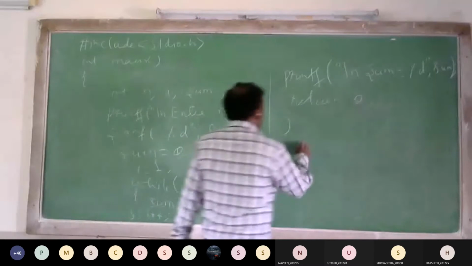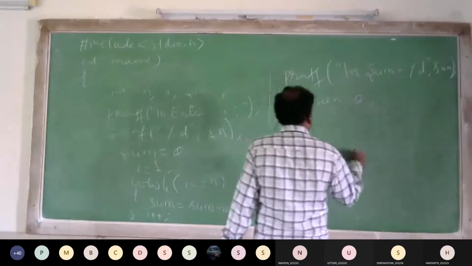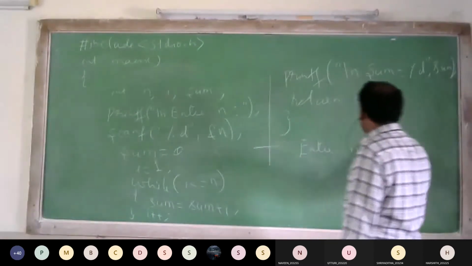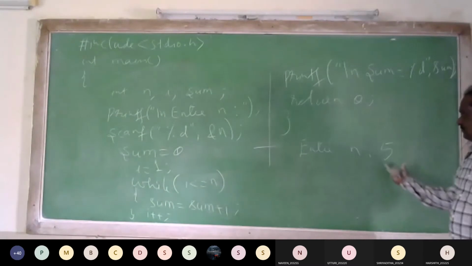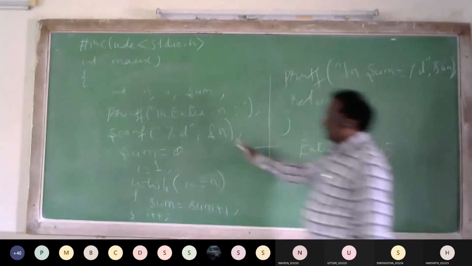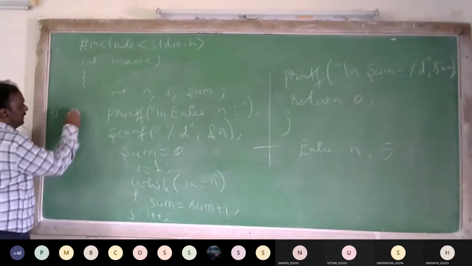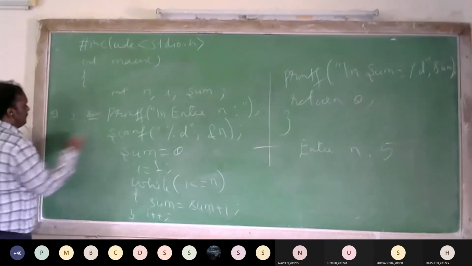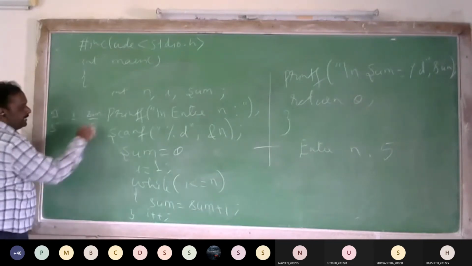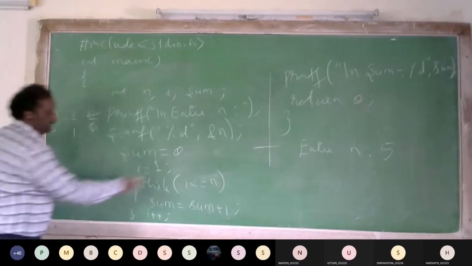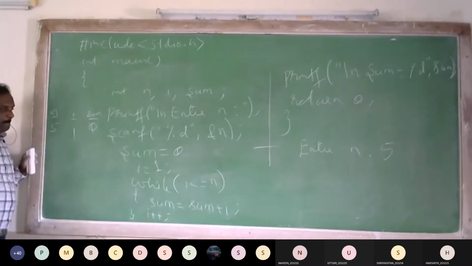Now, what is the output? Enter n. Say that I have taken n as 5. N is 5 now. The starting value of sum is 0. I have assigned i as 1.